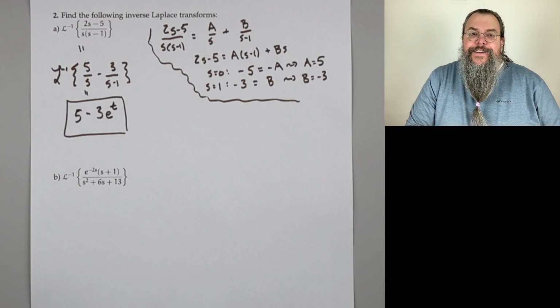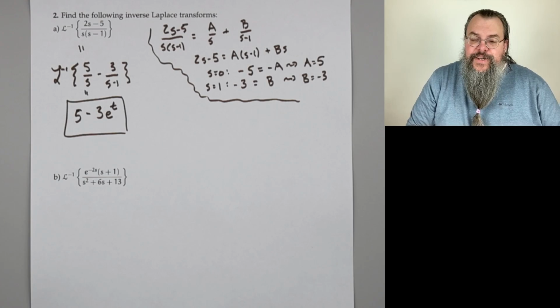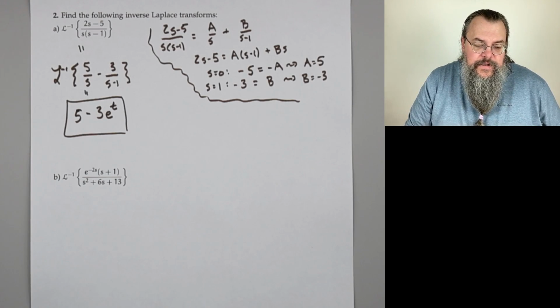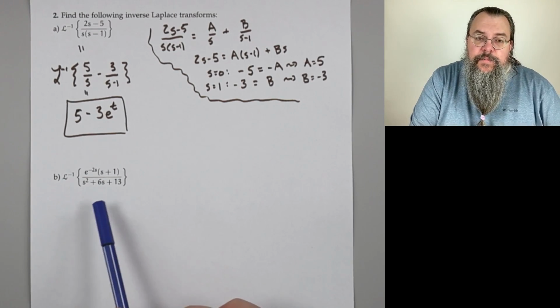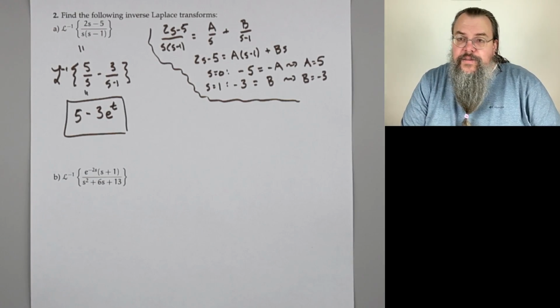Excellent. All right, well, one down. And we had a lot of fun with partial fractions. So let's look at the second one. Inverse Laplace of e to the minus 2s times (s plus 1) over (s squared plus 6s plus 13). All right, well, let's start.